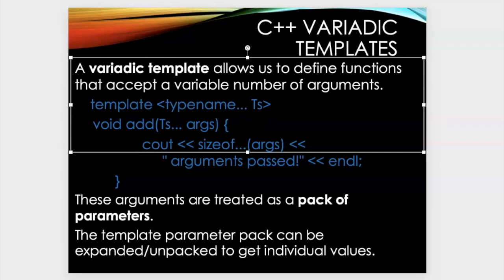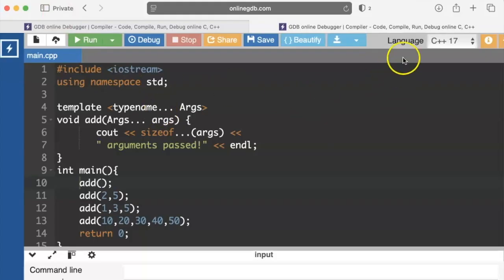So let's see what that looks like in code. And I switched over to C++17 because some of the folding expression stuff I'm doing later is going to need C++17. So we've got a pack of things that we're using in this function. They may be different data types. We will take a look at the size of this.